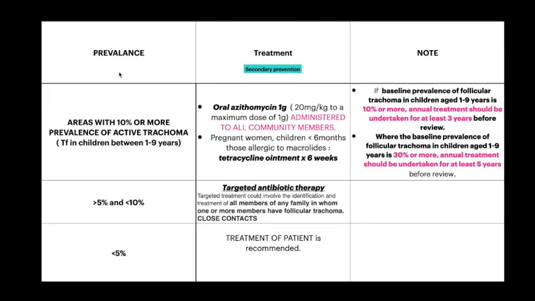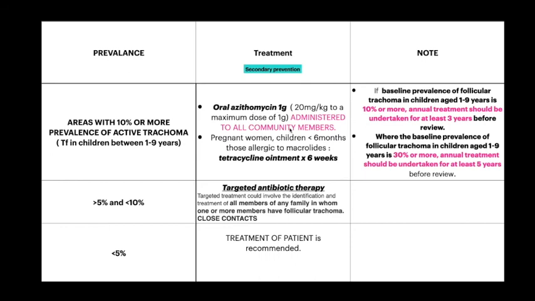Now let's come to the antibiotics that are used in the treatment. Antibiotics are administered in areas with 10 percentage or more prevalence of active trachoma. For active trachomatis infection, in these areas, the children within 1 to 9 years of age are taken, right? So if the prevalence is 10 percentage or more, then oral azithromycin 1 gram is the drug of choice.